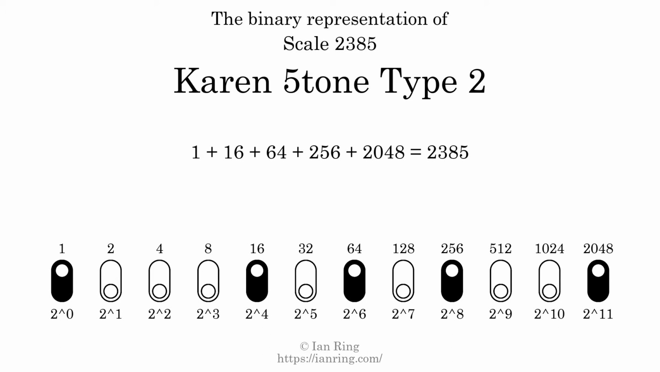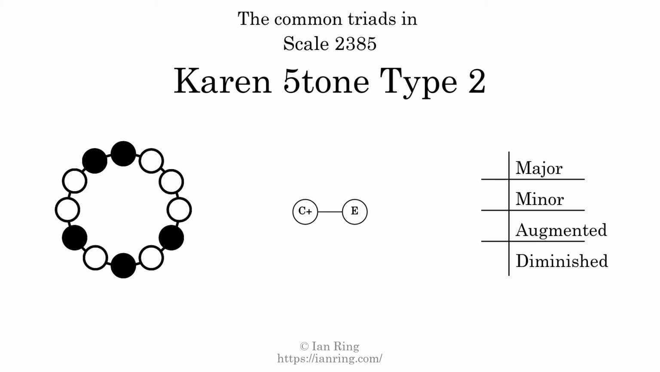2385. The scale number not only enumerates the scale with a unique index, but it also literally describes the tonal content of the scale. Represented as a binary number in base 2, the scale number is 1001010100001. Here are the common triads present in this scale.